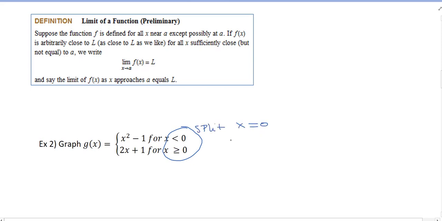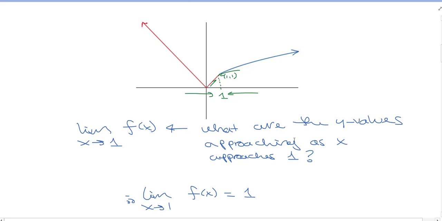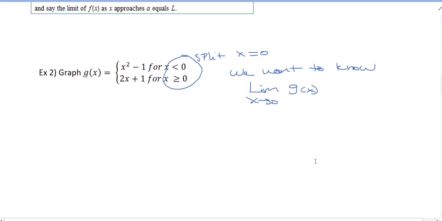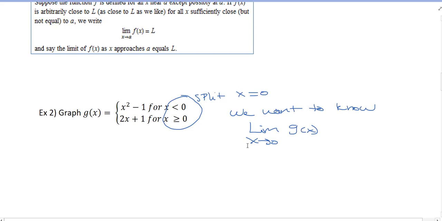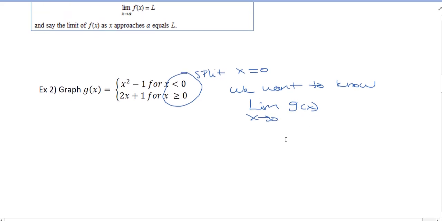So the split point here is x equals 0, so I want to know what is happening there. So we want to know the limit as x approaches 0 of g of x. My function name is g in this case. So what is this equal to? Again, remember what the question is. What are the y values approaching as x approaches 1? So in this case, what are the y values approaching as x approaches 0?